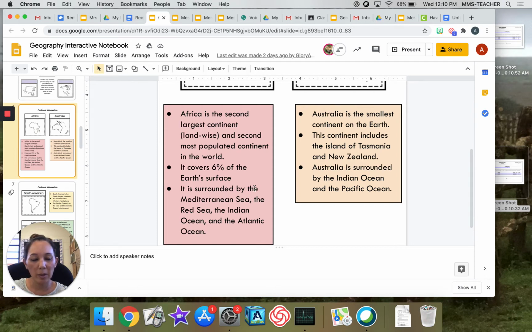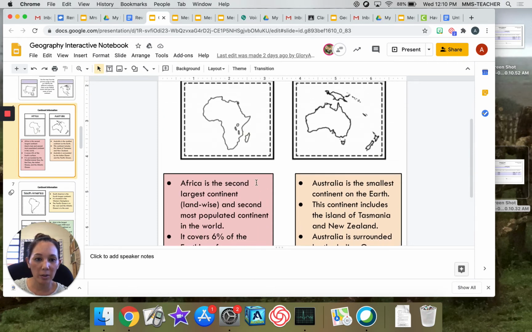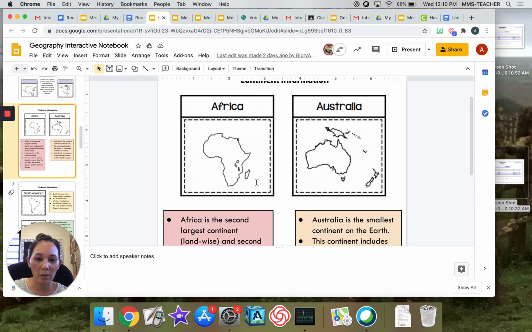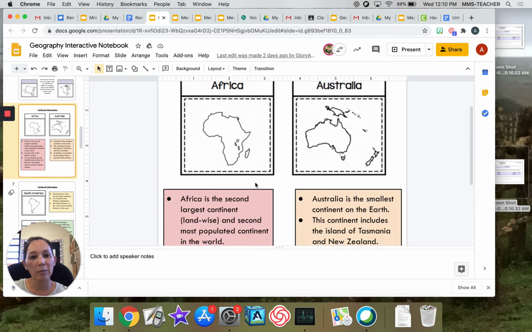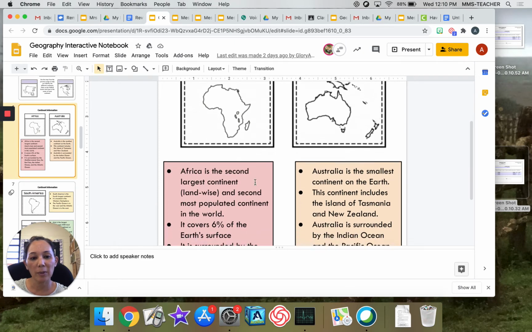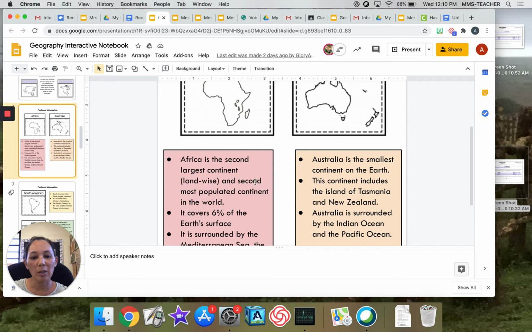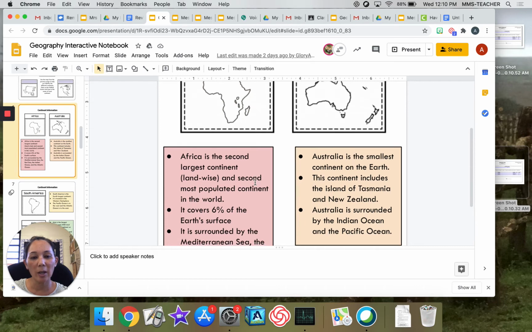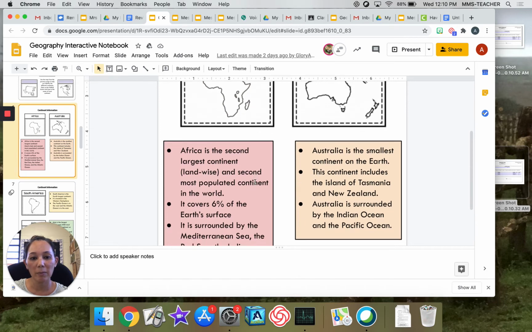Okay, the next continent that I want you to take notes on is Australia. So Australia is the smallest continent on the earth. This continent includes the island of Tasmania and New Zealand. And Australia is surrounded by the Indian Ocean and the Pacific Ocean.